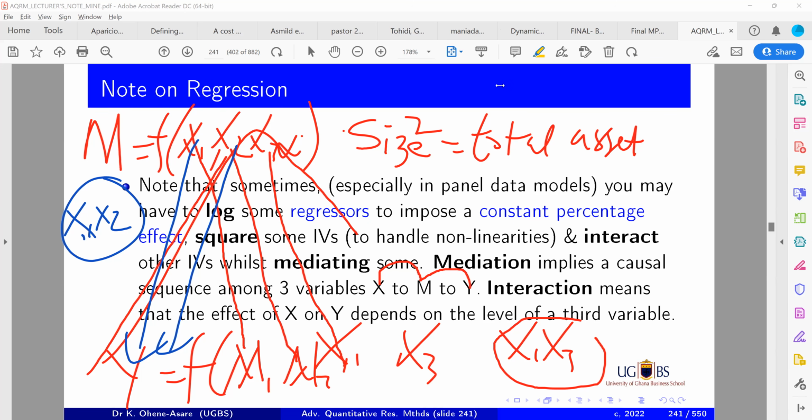But like I said, you don't do much of mediation except in some rare situations. You don't do much of where you call it mediation. If you are doing it properly, you call it an instrumental variable. But you don't really call it mediation. But in a proper structural equations modeling, that one you see mediation because there are a lot of latent variables. So most of you will be doing interactions more than mediation. That's the key point.